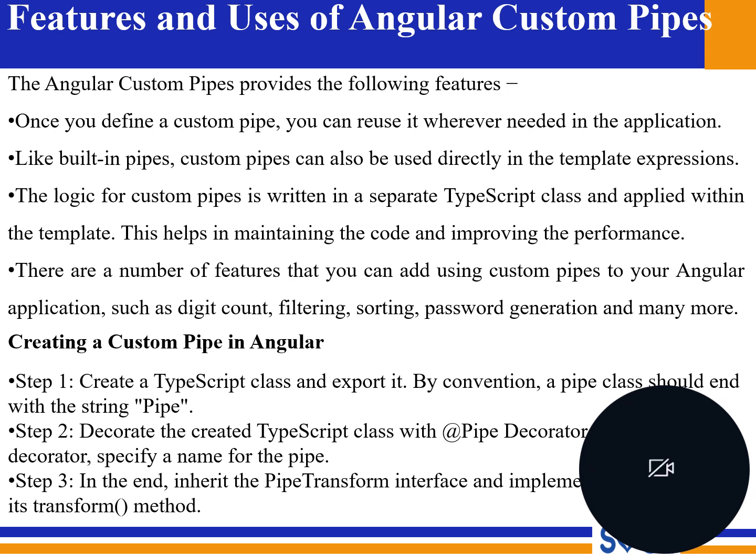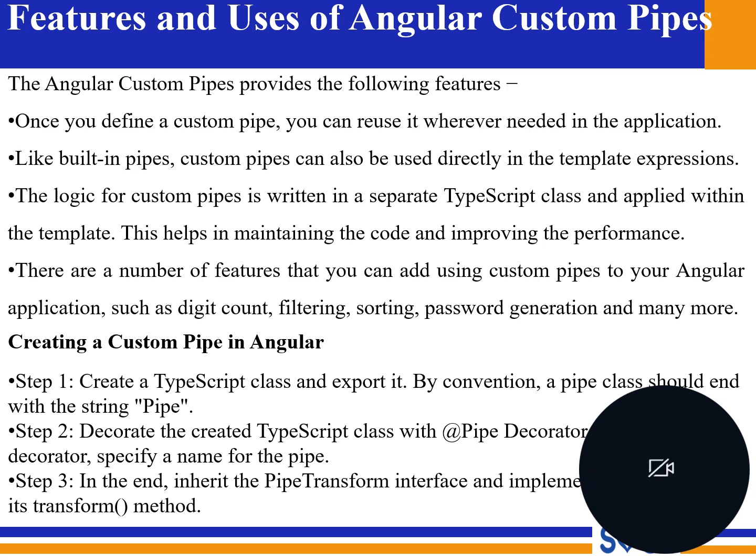So these are the features and uses of the Angular custom pipe. The first one is, once you define a custom pipe, you can reuse it whenever needed in the application. Next, like built-in pipes, custom pipes can also be used directly in the template expression. The logic for the custom pipe is written in a separate TypeScript class and applied within the template. That helps in maintaining the code and improving the performance. There are a number of features that you can add using a custom pipe in your Angular application, such as digit count, filtering, sorting, password generation, and many more.